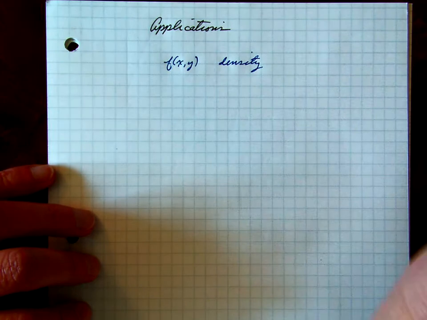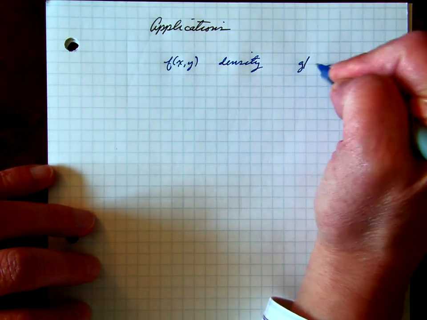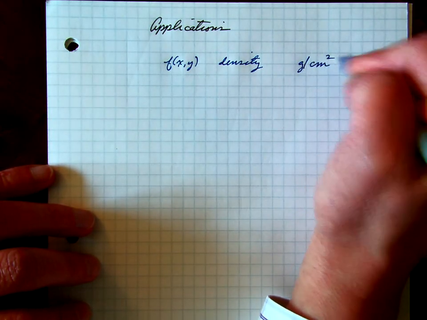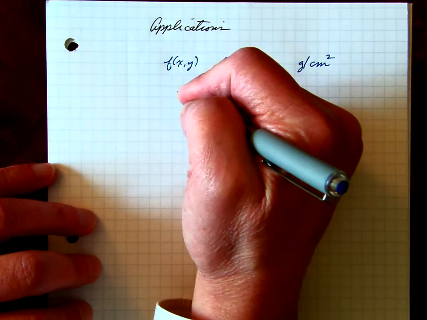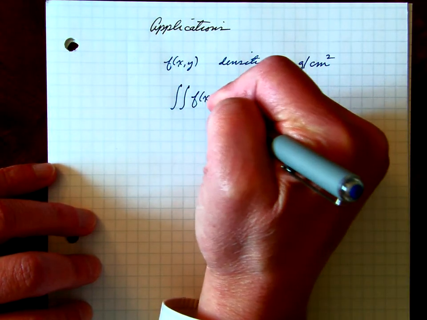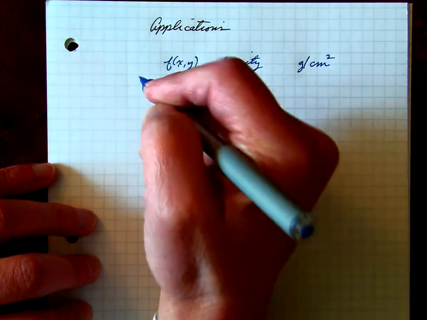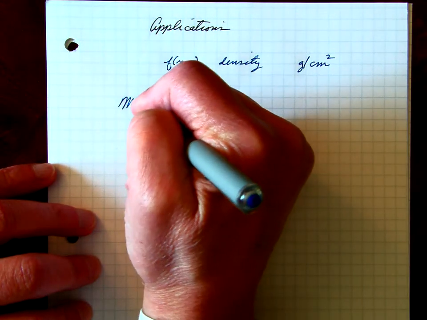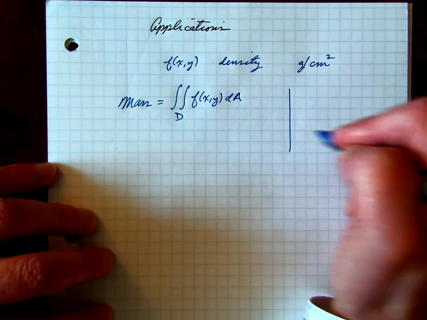and it's a planar region, so we would be talking about things like units, grams per square centimeters, or ounces per square inch. This would be a planar density. If you take the density function and you integrate it over a domain, what you're doing is computing the mass of the domain.